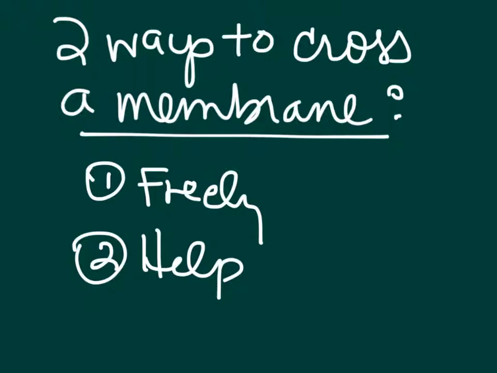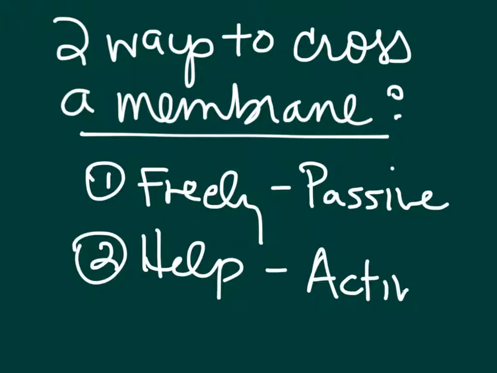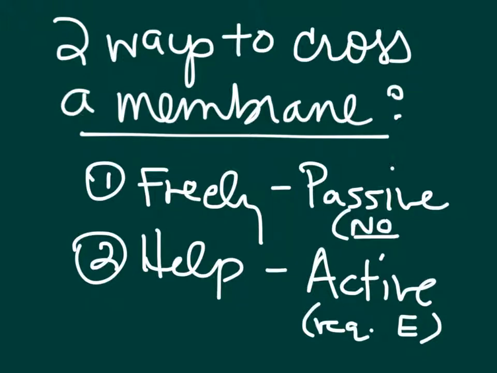When you freely pass through the membrane, it's called passive transport. And it just happens. When you need help, it's called active transport. Active transport requires energy. And passive transport does not require energy.